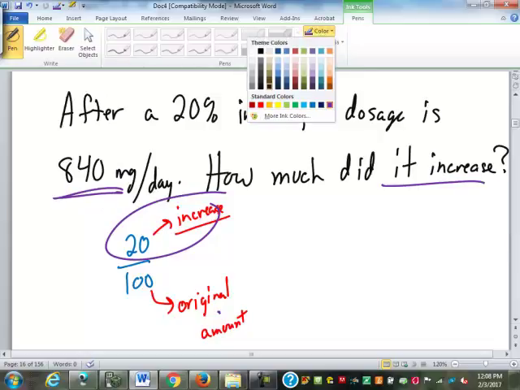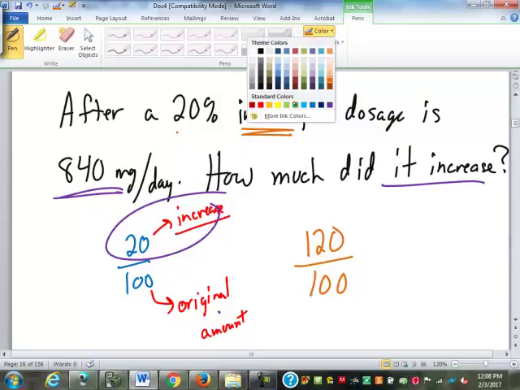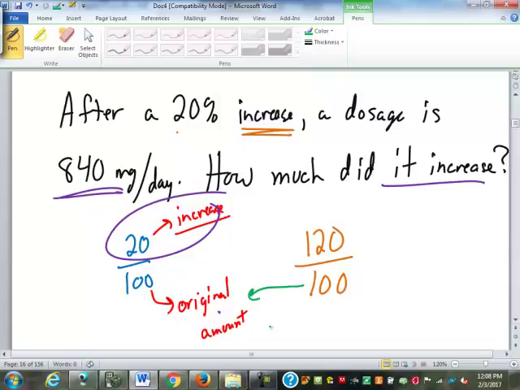Now, since this is an increase, we're going to be doing 100 plus the 20. 100 plus 20 is 120%. So the 100 still represents the original amount. The 120 is the original amount plus the increase. That's the new amount, which is going to be the 840 milligrams per day.